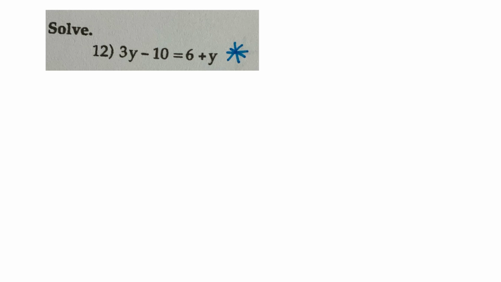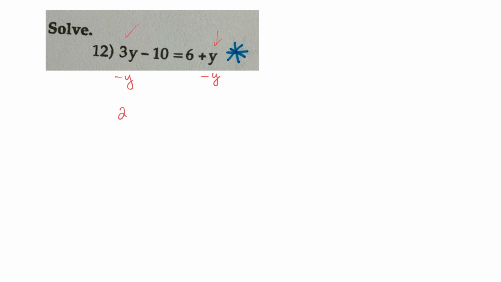All right, here's a question where you need to solve for y. So typically what we want to do is get all the y's on one side and the numbers on the other side. So I have a y here already, so that's good, but I want to get this y over to the other side. So subtract y here and subtract y there.